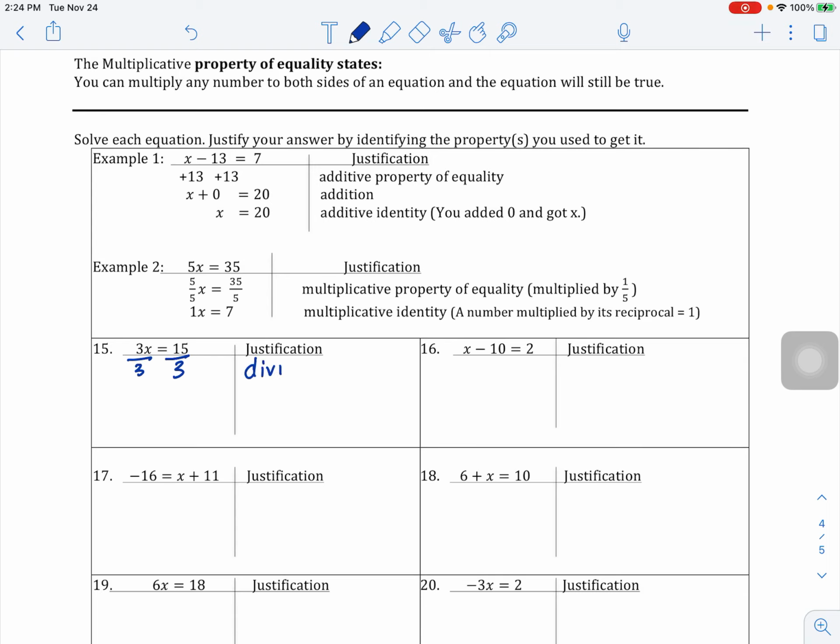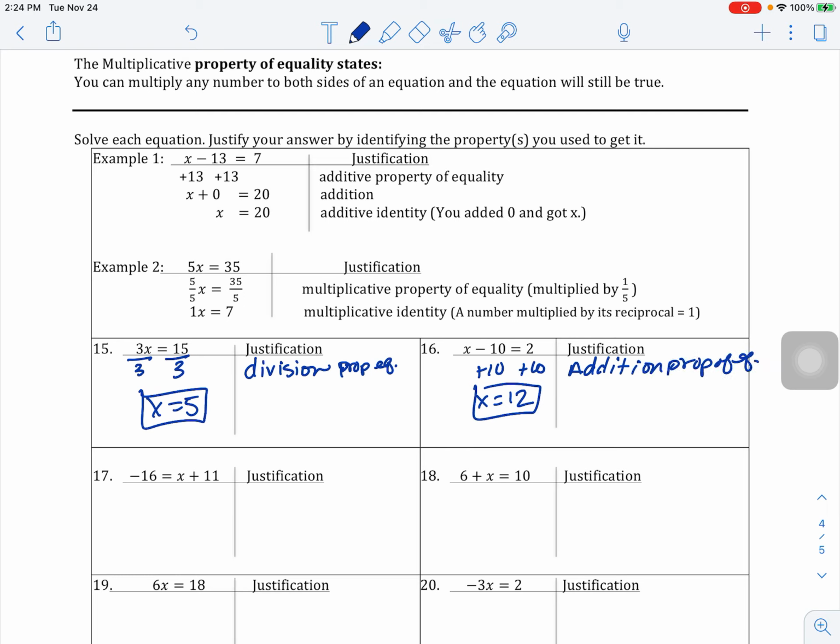And that is the division property of equality, because we're undoing the multiplication. And then I get x equals 5. 16, I have x minus 10, so to undo that I would add 10 to both sides, and I would get x equals 12. And that was the addition property of equality, because we added 10 to both sides.